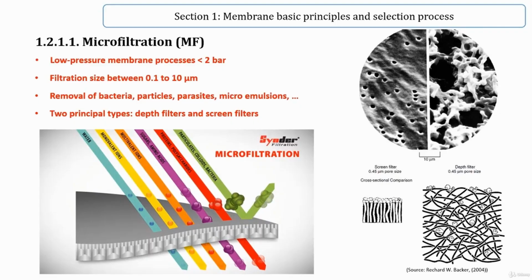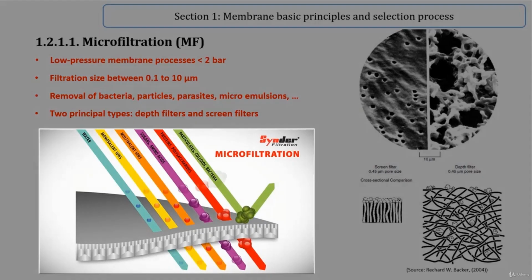Microfiltration. Microfiltration is an important and widely used separation process among other membrane processes. Microfiltration comes under the category of low-pressure membrane processes due to the use of an applied pressure below 2 bar. Microfiltration refers to filtration processes that use a porous membrane to separate suspended particles with diameters between 0.1 and 10 micrometers.